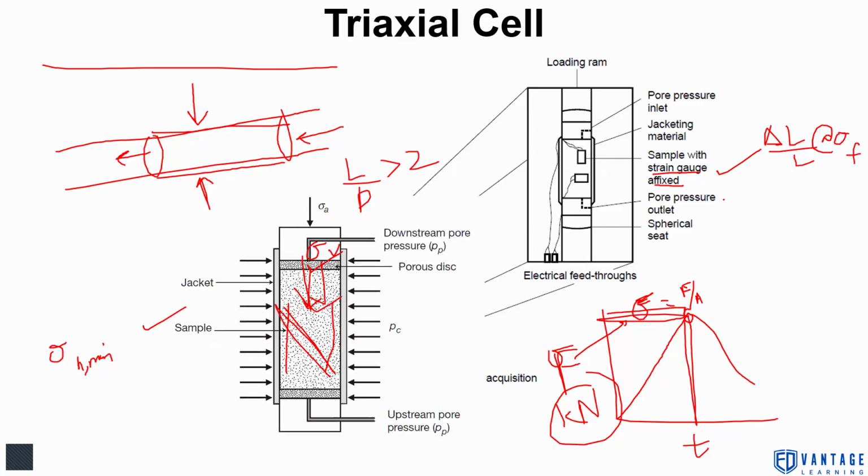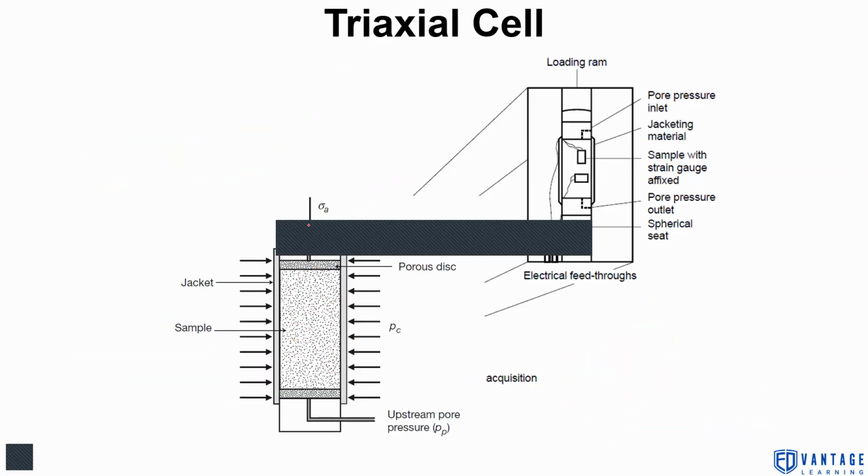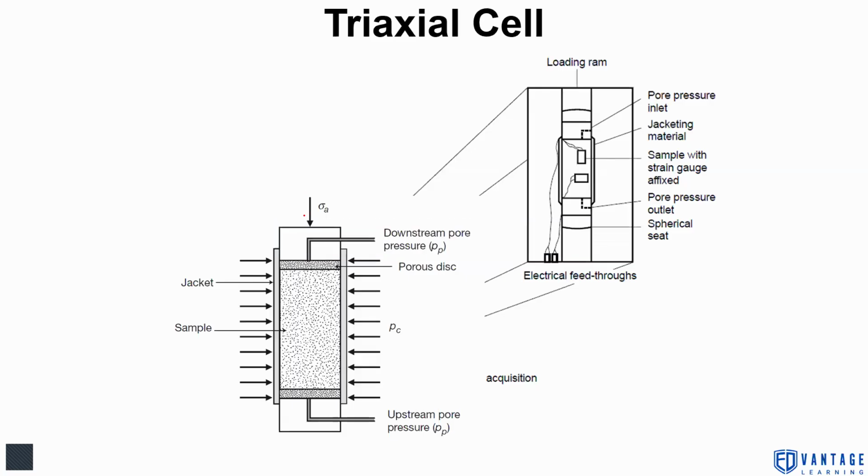Okay. So this is the actual representation. Let me just erase. Right. Yeah. So you can see this is how we give the load on the triaxial sample, where you have a jacket separating your radial fluid for confining pressure and your sample, and we have pore pressure acting with the load.